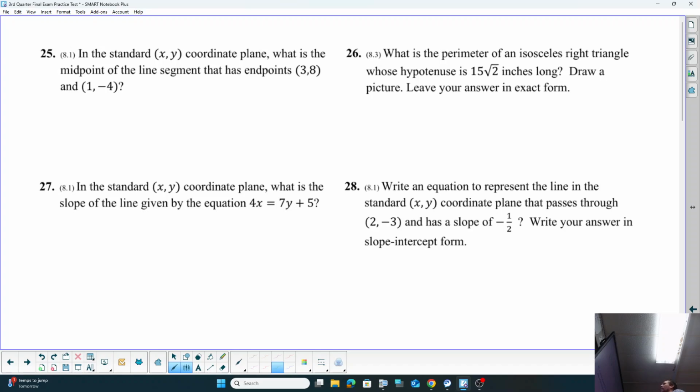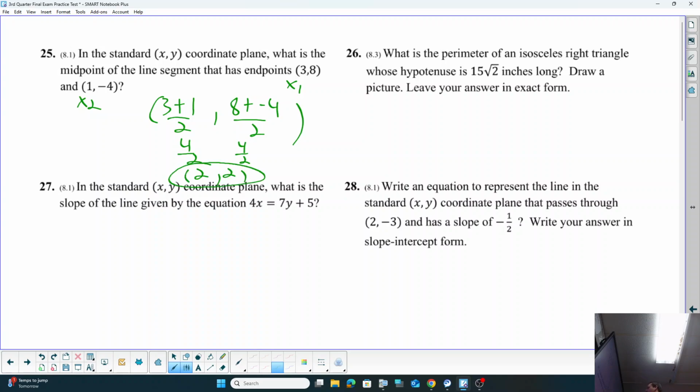In the standard coordinate plane, what is the midpoint of the line segment that has endpoints 3, 8, and 1, negative 4? Remember midpoint. That's just our formula. x1 and x2, add them together. So that's 3 plus 1. You know how to do this. Pause me, try it on your own. And then 8 plus a negative 4 divided by 2. 8 minus 4 is 4 over 2 is 2. We got 2, 2.